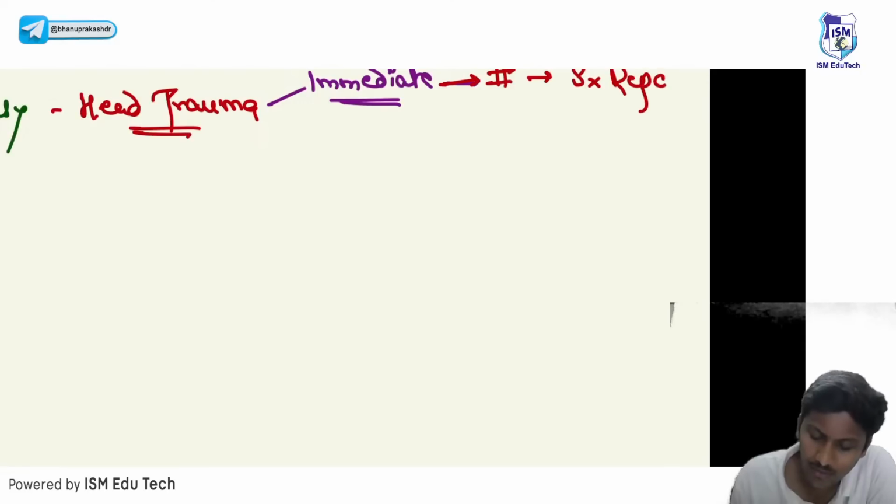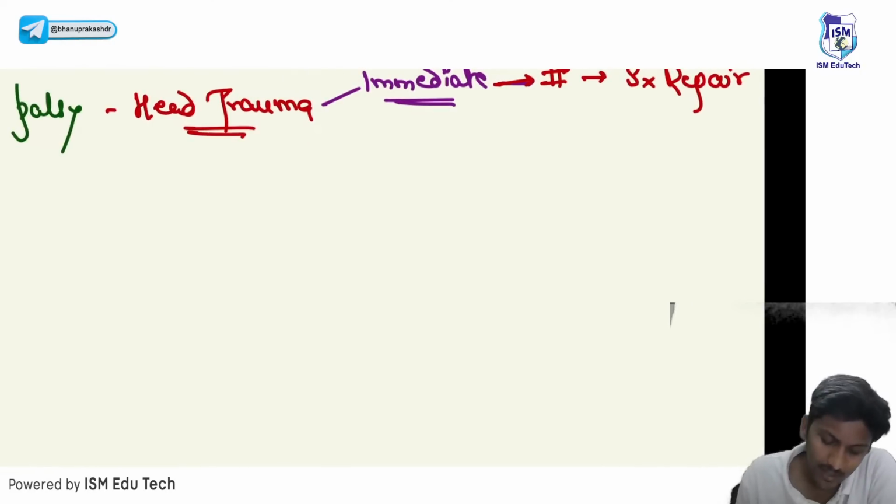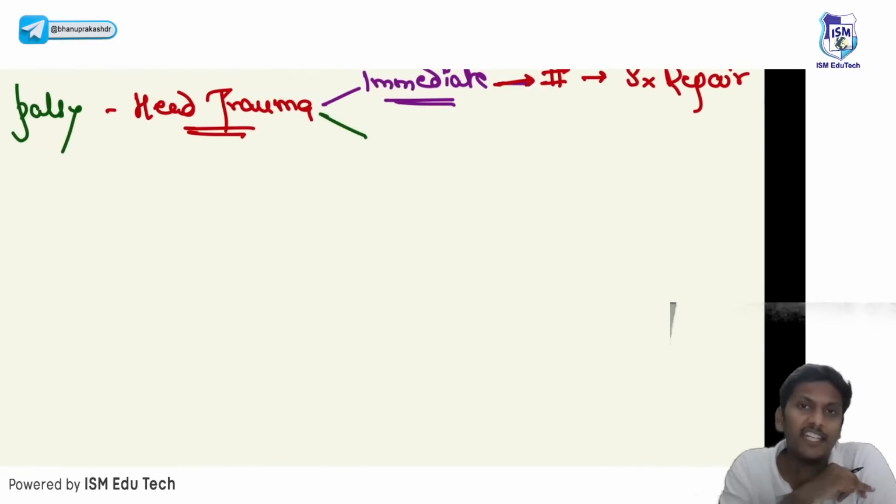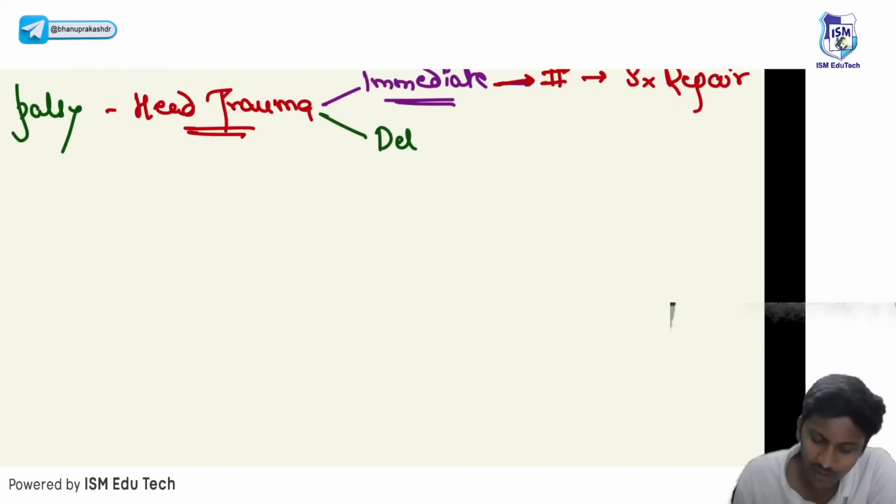Okay, the treatment should be a surgical repair in this case. But another condition will be that the patient did not have any features of facial nerve palsy at the time of presentation in the emergency. There was no problem in the emergency. But when the patient was discharged after 1 week or so, the patient comes to you with features of facial nerve palsy. That is called a delayed onset facial nerve palsy.